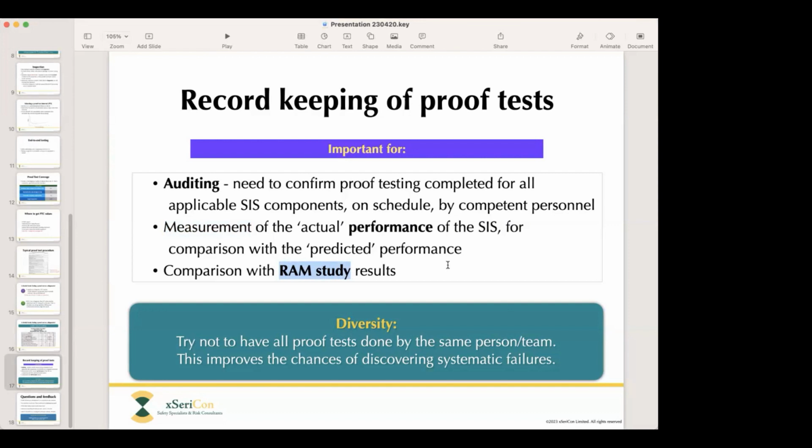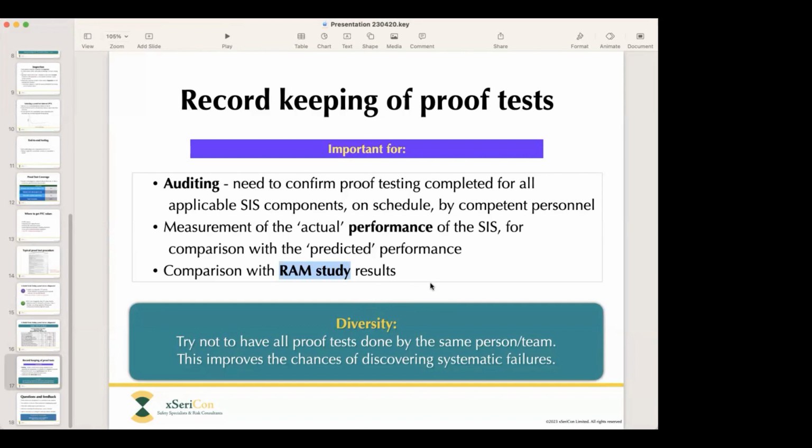Your RAM study would be assuming a certain amount of performance from your safety functions. It would be assuming a certain amount of downtime for proof testing, and a certain amount of labor requirement for proof testing as well. So let's say, for example, you assumed that your proof testing was going to take 2 hours each time, that your safety functions would be bypassed for 2 hours, but it actually turns out to be taking longer than that for some reason, then that's going to impact on your RAM study results and on your SIL verification results as well.